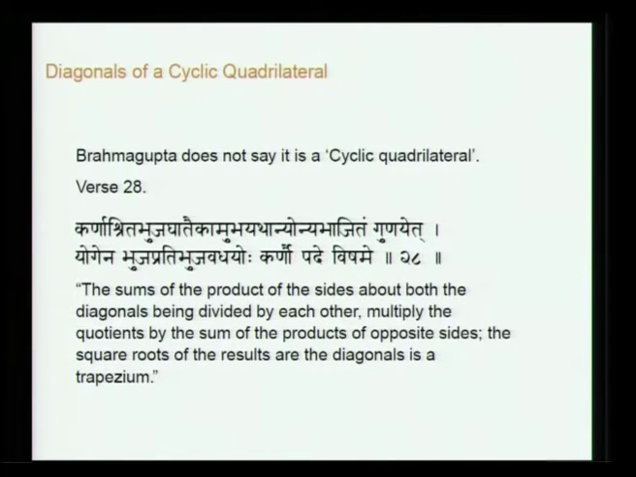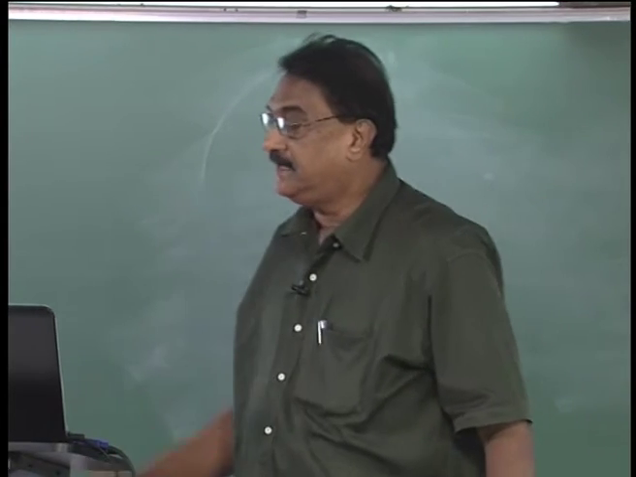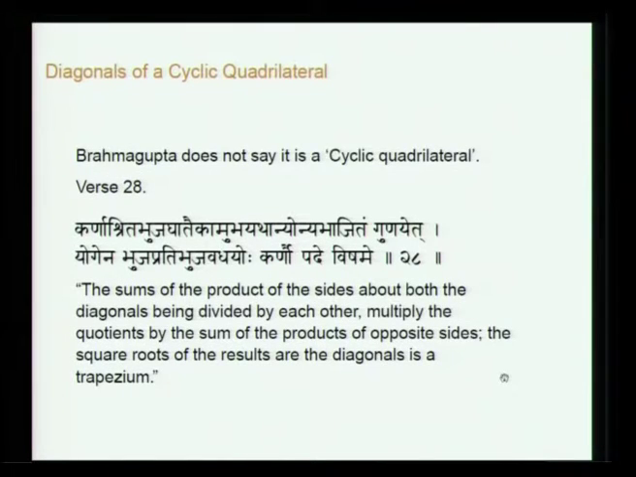Earlier we had discussed the circumradius of a triangle and a cyclic quadrilateral. We will now discuss the diagonals. Brahmagupta does not specifically mention that it is a cyclic quadrilateral, but it is applicable only to that. So, what does he say?